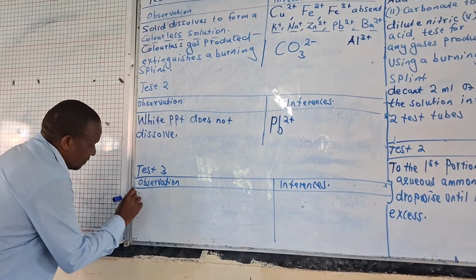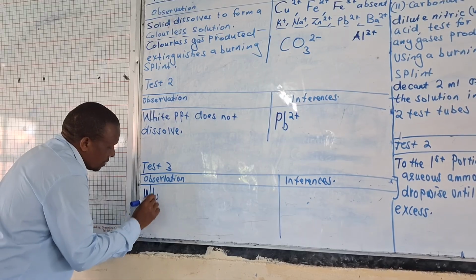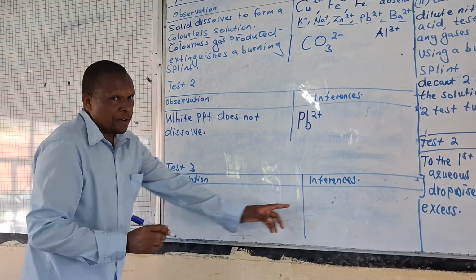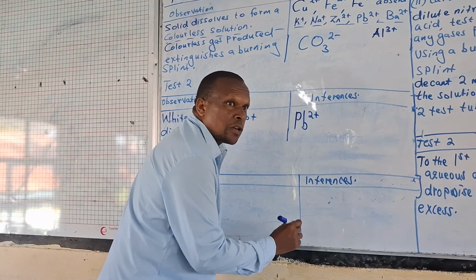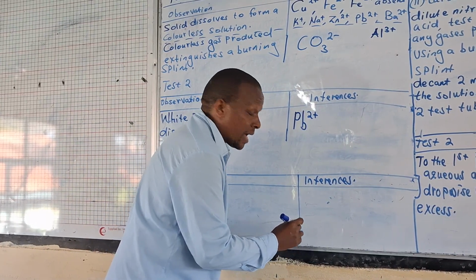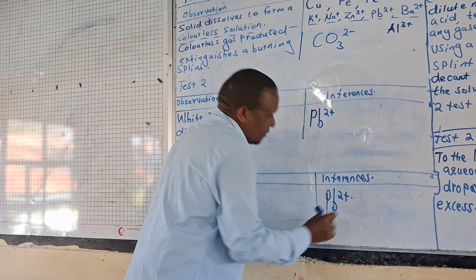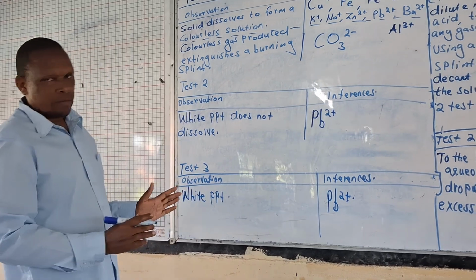So what do you write here? White precipitate. What is the inference? Now we have confirmed the presence of Pb2+ ions. So you write here Pb2 positive. And you are done.